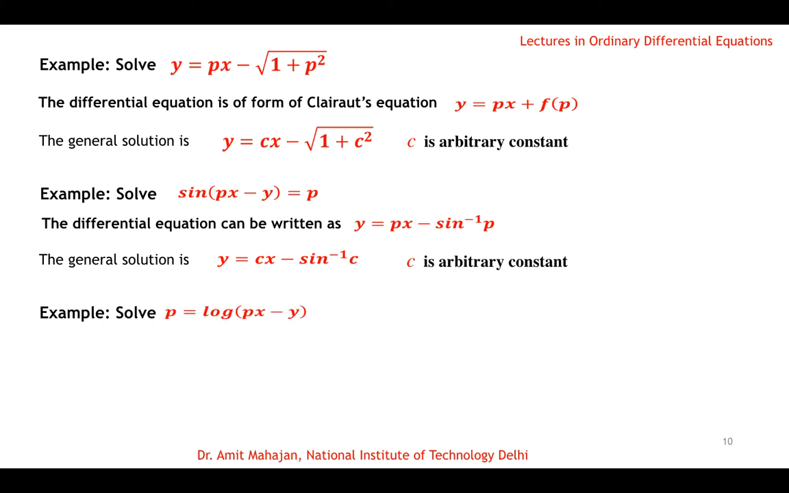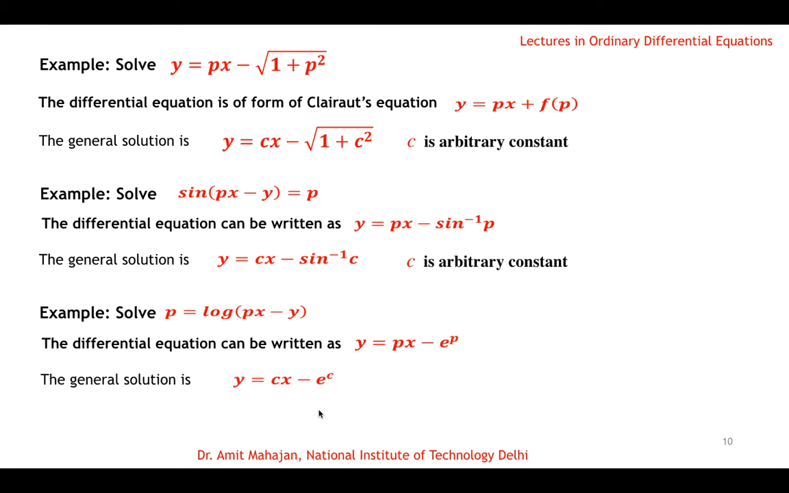Say again I take an example, say p is equal to log of px minus y. So again we can rewrite this as y is equal to px minus e power p. Again it is Clairaut form, so the general solution is y is equal to cx minus e power c. So this is a very important Clairaut equation which is solvable for y, but actually we can easily write the solution directly.